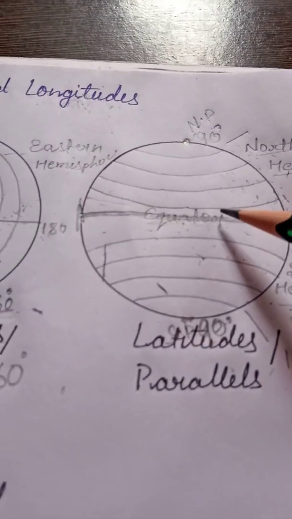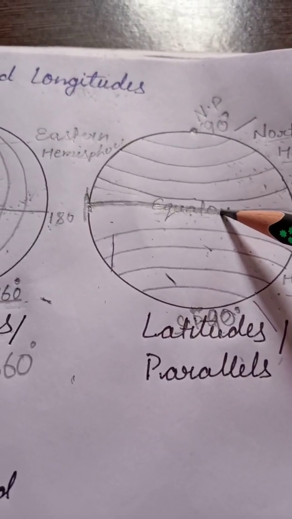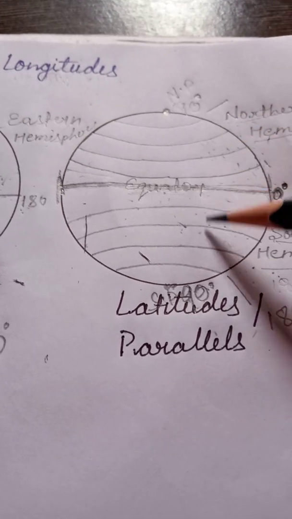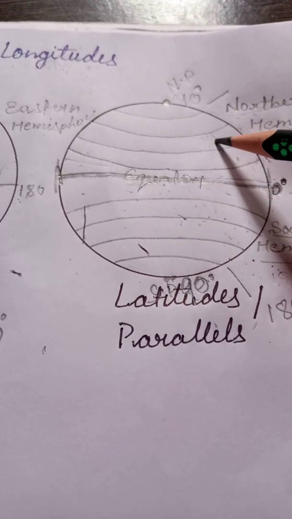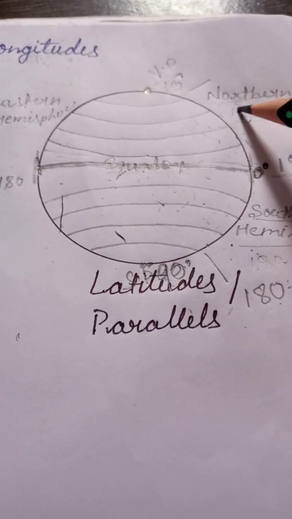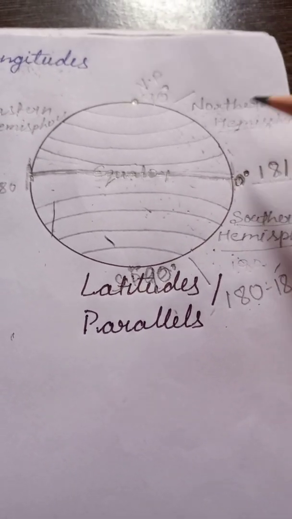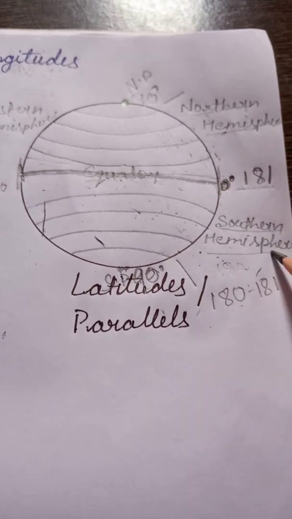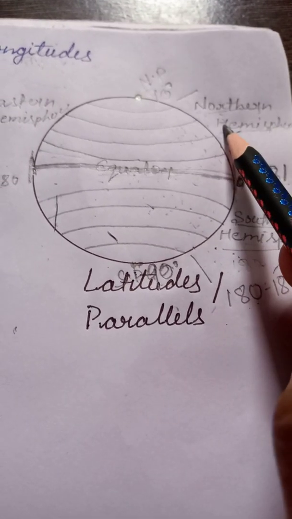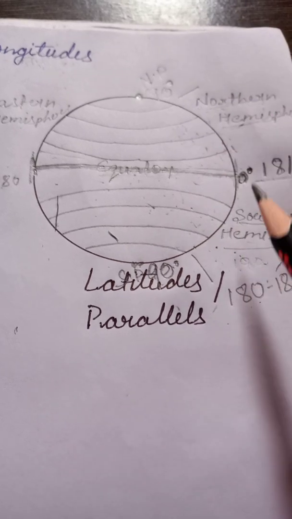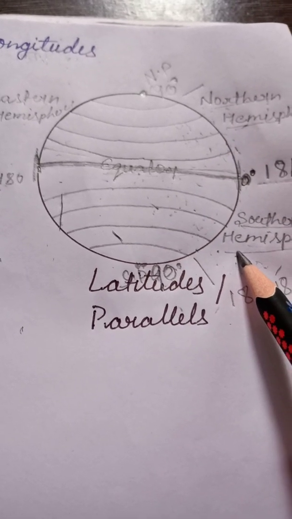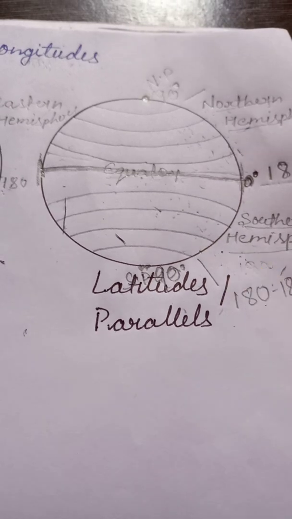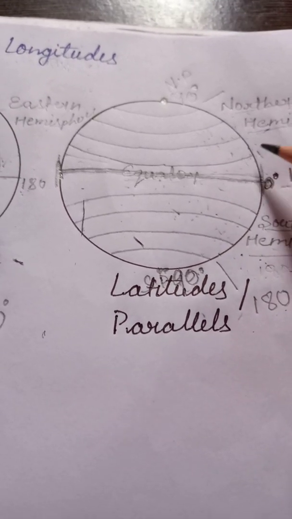So how many latitudinal lines are there? 181. And you can see the equator also divides the earth into 2 equal parts. The north part is known as the northern hemisphere, and the south part of the equator is known as the southern hemisphere. Clear?